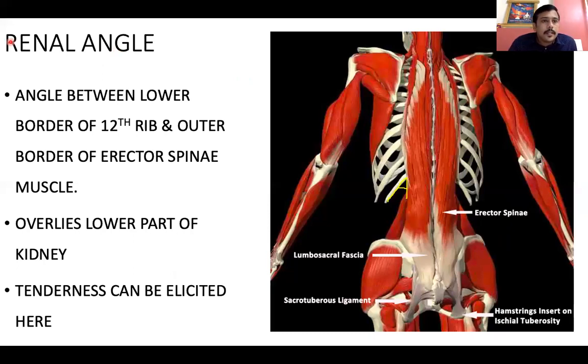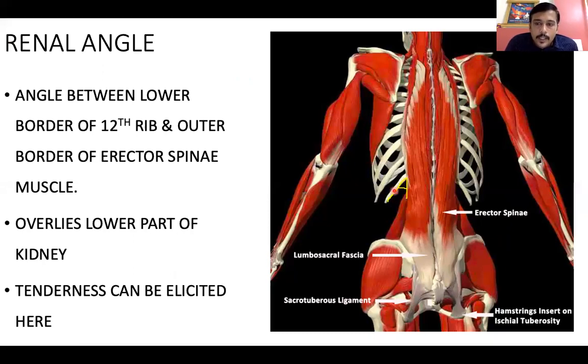Now you can see the renal angle. This is of clinical and surface anatomical importance. It is the angle between the lower border of the 12th rib and the outer border of the erector spinae muscle. So in this picture, you can see this is the erector spinae muscle, a muscle of the back, and the 12th rib. The angle between these two is known as the renal angle.